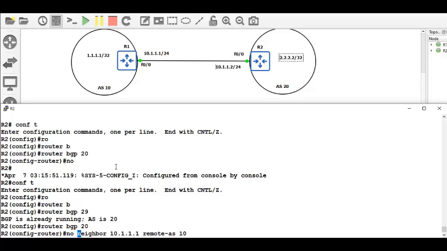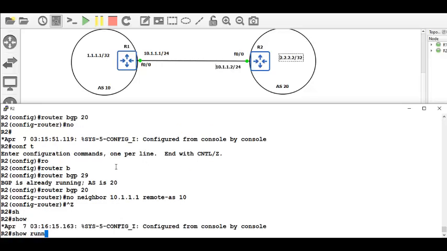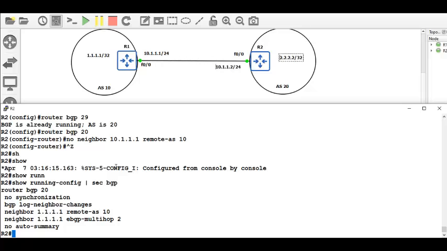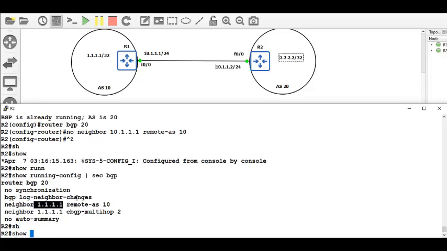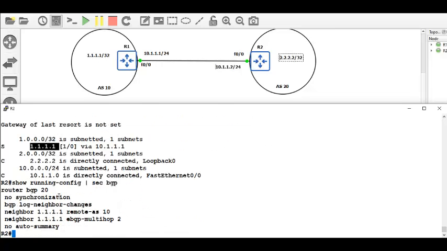Yeah, I removed it now. Show run, pipe section BGP. So we have got this. We even have a route. I wrote a static route. You saw me show IP route. We even have a route to reach, but they won't form neighbor because the source of the packet is going to be the exit interface address, not 2.2.2.2.